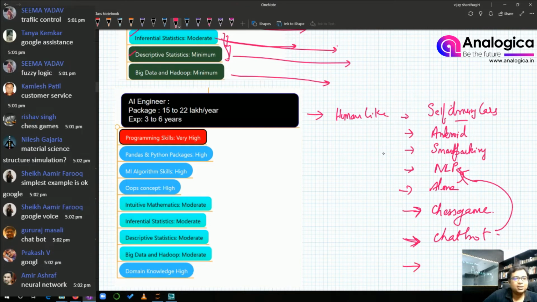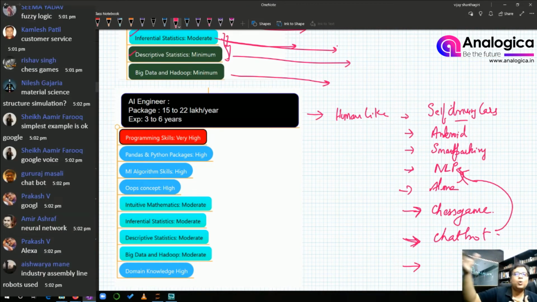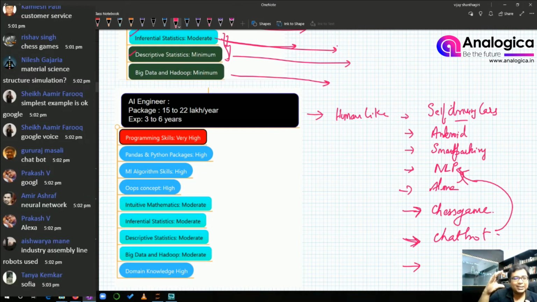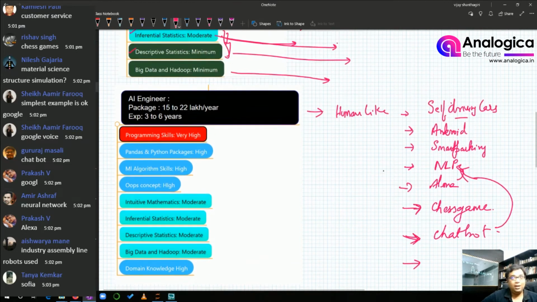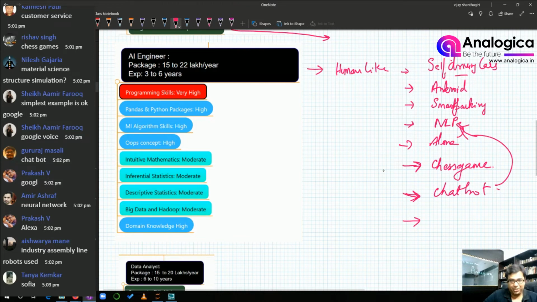Mr. Amir Ashraf has commented, neural network is the means to achieve AI. Okay, like a car is the means to go to your office. So neural network is the way to achieve AI. Industry assembly line robots need not be human-like. It can be achieved with just industry assembly line robots, which need not even use machine learning. A properly written software can achieve that, right? All right. So I think you guys get the whole idea. Now you will start appreciating what I'm going to tell you, right?